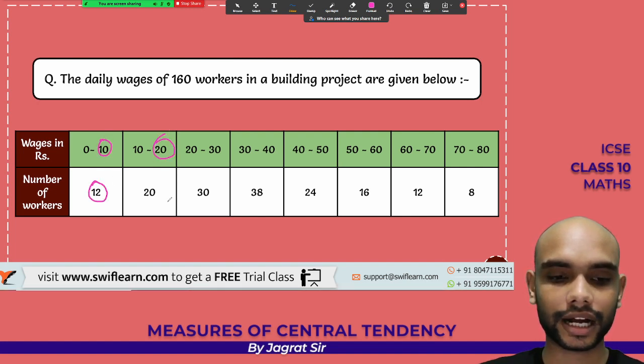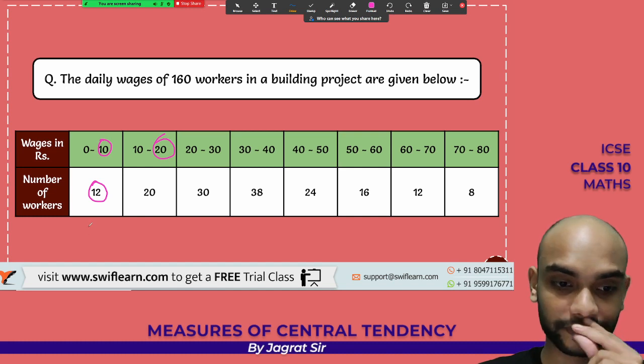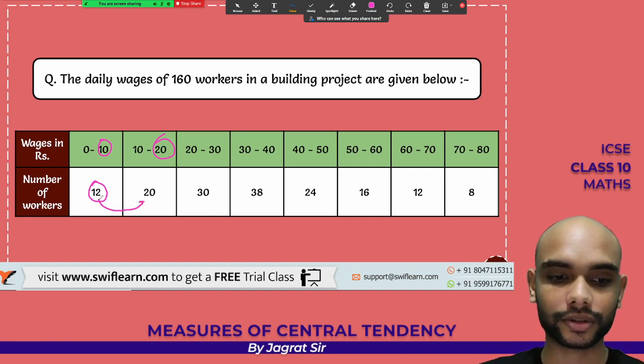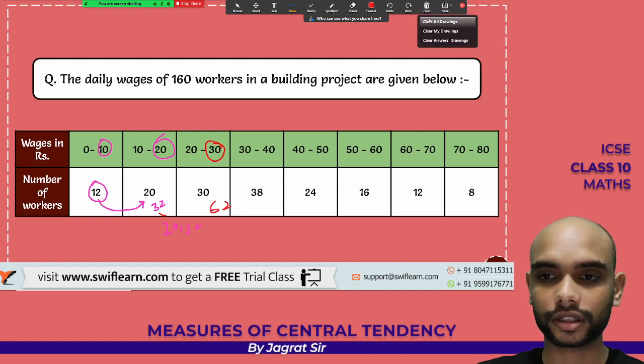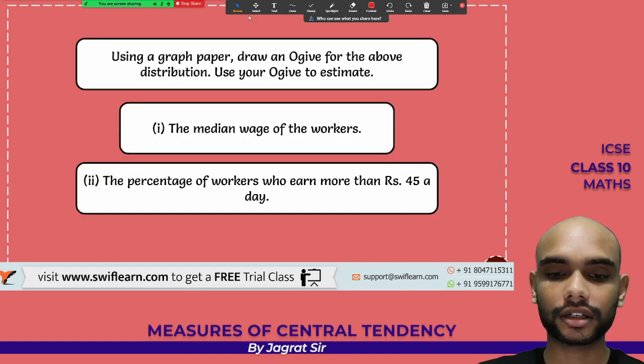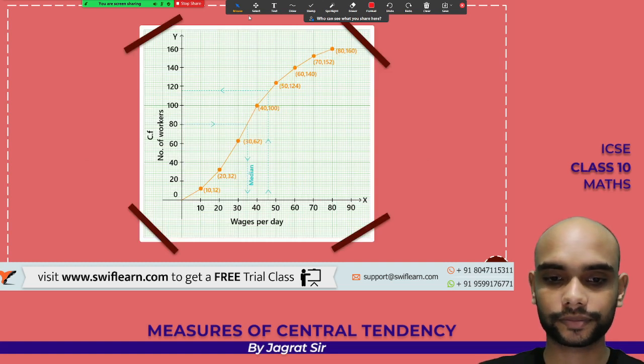Now here it won't be 20 and 20, because in the cumulative frequency table, 12 plus 20 will become 32. So that will be 32. So what will your second coordinate be? 20, 32. That will be your second coordinate. Your third coordinate will be 30 and, as I said, 20, 32. So 32 plus 32 is 62. 30, 62 will be your third coordinate. Similarly the fourth coordinate.